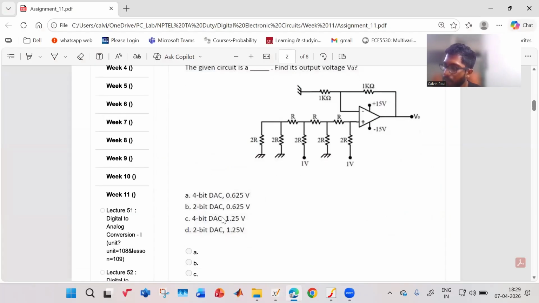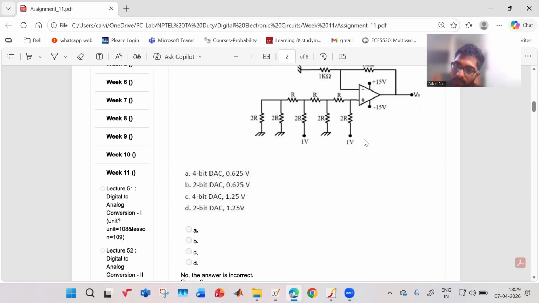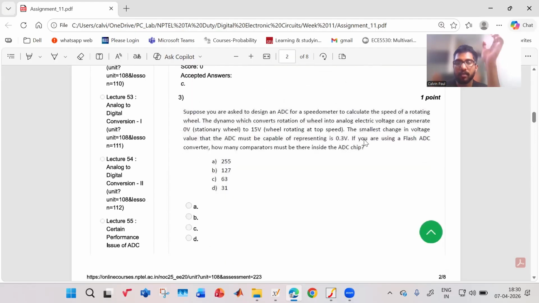So you have a 4-bit DAC and 1.25 volt. Okay, so this is a very simple question. Only thing was when I saw the question, I got confused. I was thinking the voltage should be 0.625 volt. But actually there is a gain of 2, which is due to the non-inverting amplifier. Okay, so there are certain subtle ways to trick you. So be alert, be watchful, and constantly be on your guard.